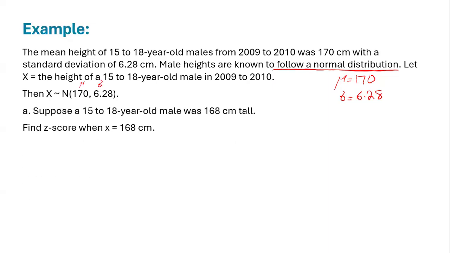Now it says, suppose a 15 to 18-year-old male was 168 centimeters tall. Find the z-score when x is 168. Okay, so the x is given to you, you want to find the z. Just use the formula. And the formula tells me every z value is x minus mu over sigma. If x is 168, if mu is 170, and sigma is 6.28, what do we get for z? Which is negative 0.30.